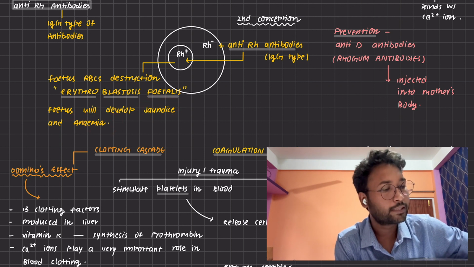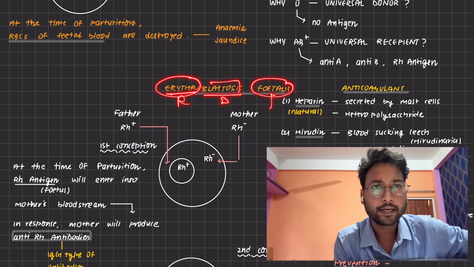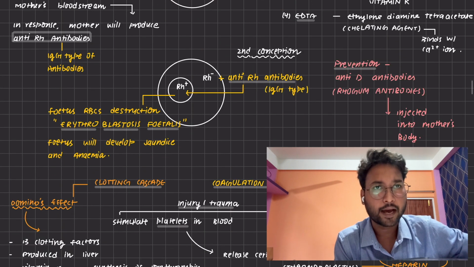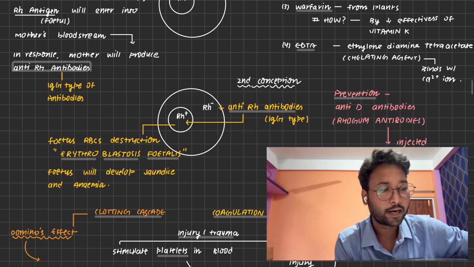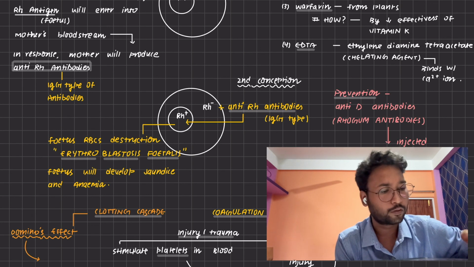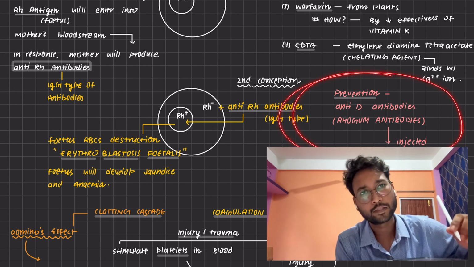We can prevent this using anti-D antibodies in the first conception. If we inject anti-D antibodies into the mother's body, the mother will not develop anti-Rh antibodies of her own. So in the second conception, the mother will not have anti-Rh antibodies in her bloodstream, and the child will be saved from erythroblastosis fetalis.